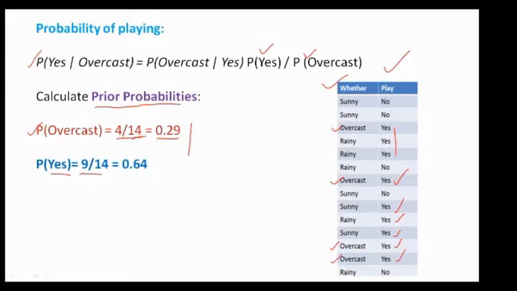So this is the overall probability from the given attribute column. So 4 times overcast appears in this column, so we are dividing this 4 by total 14, so 0.29. 9 times S is there, so 9 divided by 14, 0.64. These are the prior probabilities. Now we want to find this probability of overcast given S.